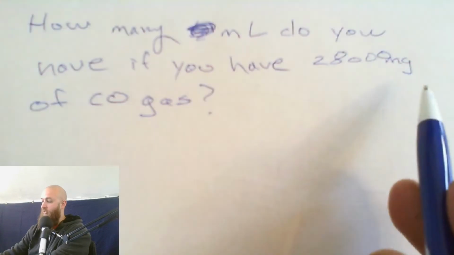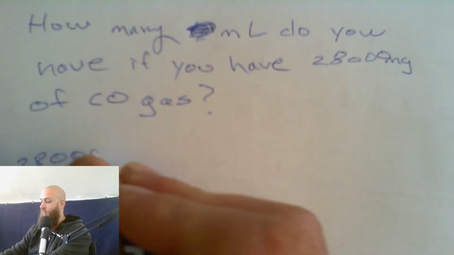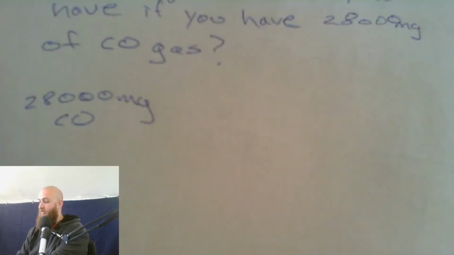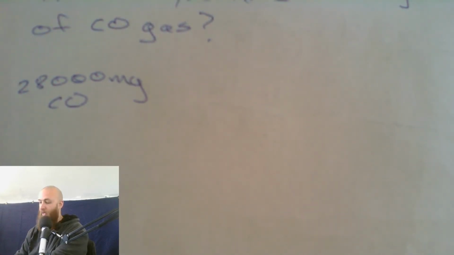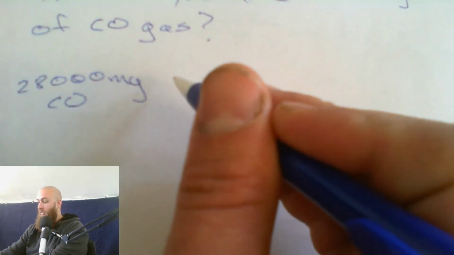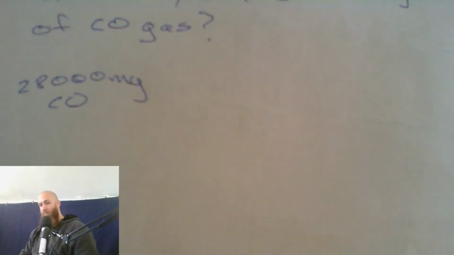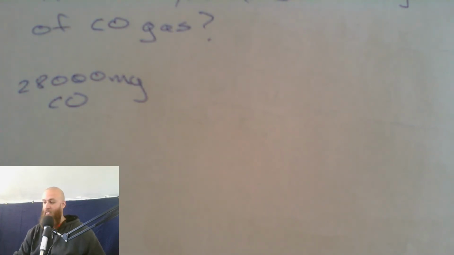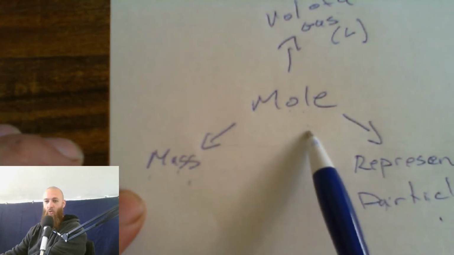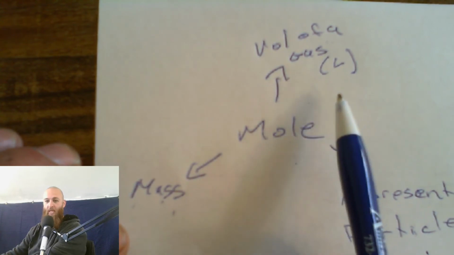So 28,000 milligrams of CO. Only 2 sig figs, okay? That's all we need. Everything else I can figure out using the periodic table and just the conversion factors, okay? 28,000 milligrams. I want to know how many milliliters. I don't have the density, so I can't go from mass to volume using density. But I do have the mole roadmap where I can go from mass to mole to volume. And once I get it in the volume, then I can go to whatever unit I need it to be.